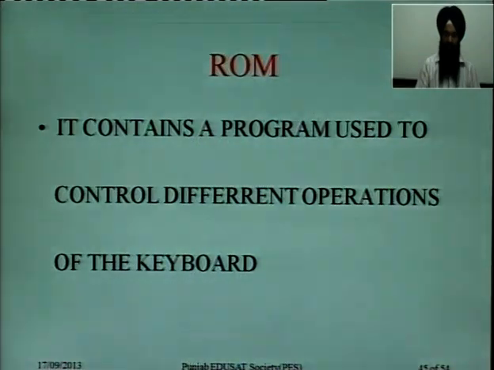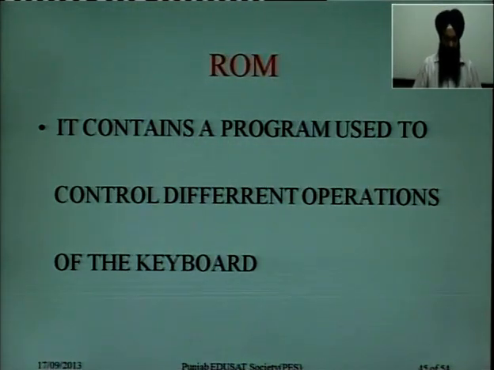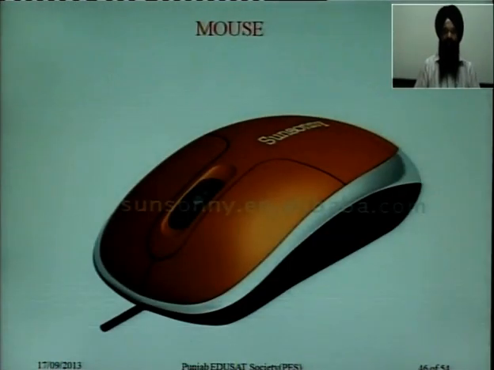So this was about the main input device of the computer, that is the keyboard. Now we will discuss in the remaining time the other input device, which is known as the mouse. Nowadays it is also an essential device of today's computer. This is the diagram of the mouse.